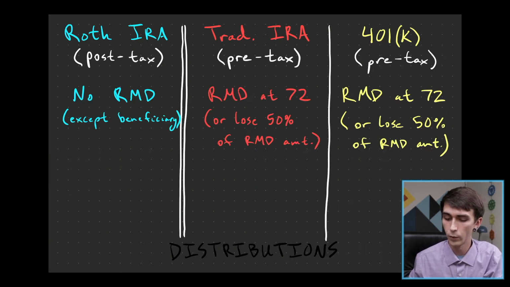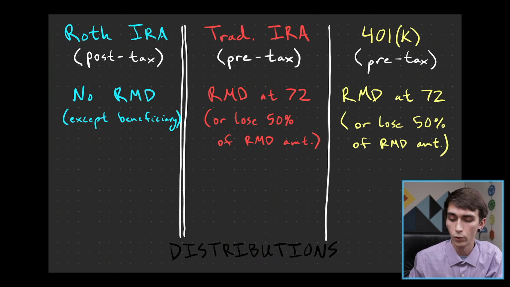So on to the next thing here, we got the distributions. So there's a couple of rules with how this works. With the Roth IRA, there is no required minimum distributions. That's what the RMD stands for right there. And basically what this means is you can keep the money in it until you die, pretty much.